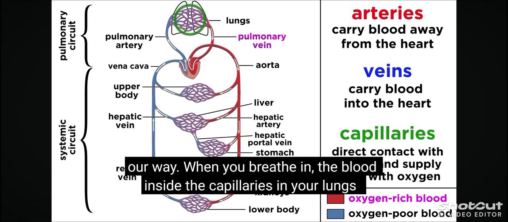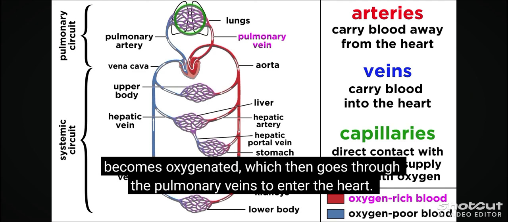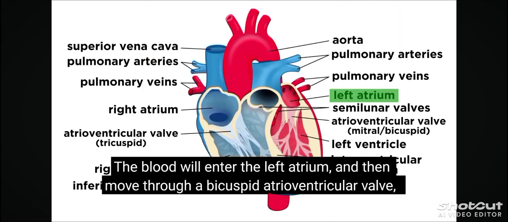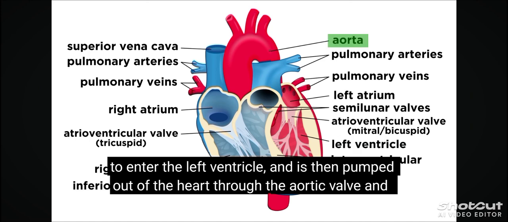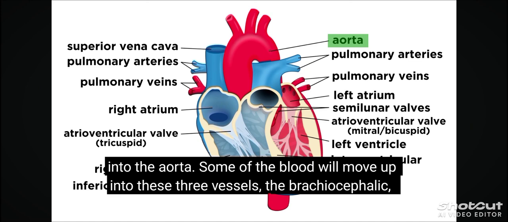When you breathe in, the blood inside the capillaries in your lungs becomes oxygenated, which then goes through the pulmonary veins to enter the heart. The blood will enter the left atrium and then move through a bicuspid atrioventricular valve to enter the left ventricle, and is then pumped out of the heart through the aortic valve and into the aorta.